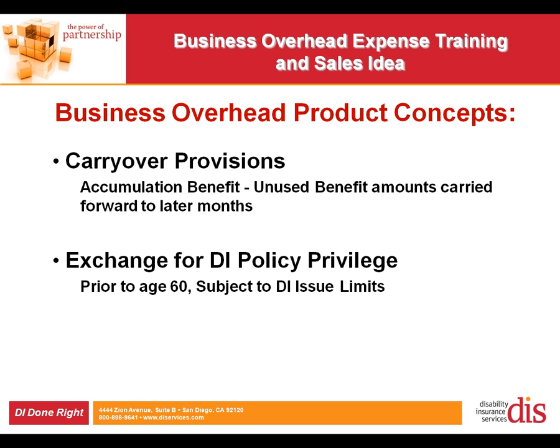So that's great. Another cool thing about a BOE policy is you can exchange it for a DI policy prior to age 60. So let's say the business owner sells his company, wants to go back and be a W-2 employee, do something else. They can convert that into a DI policy. And obviously that's going to be subject to the DI issue limits. But it's a nice product concept that comes with the product.